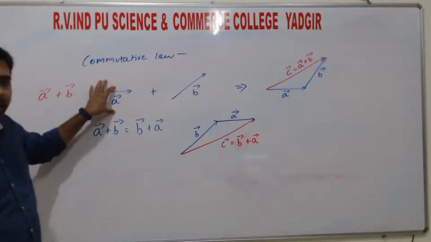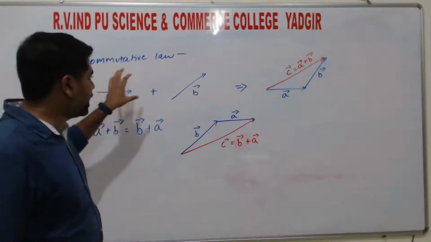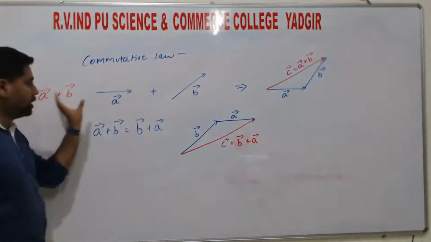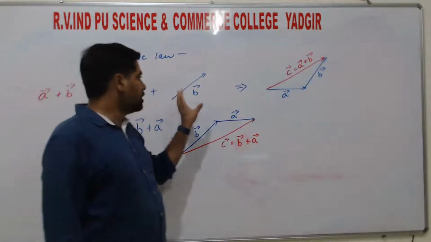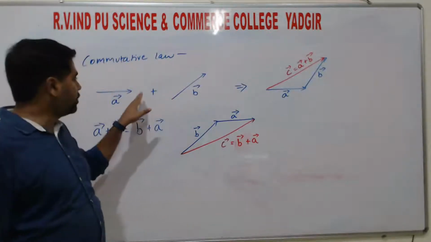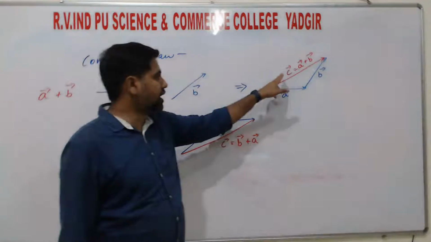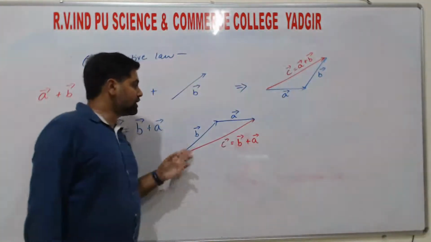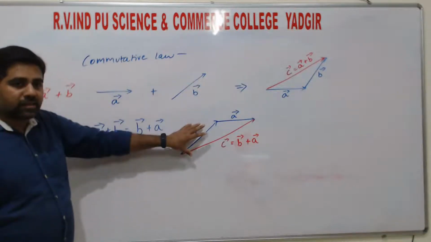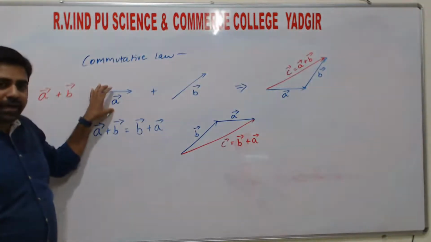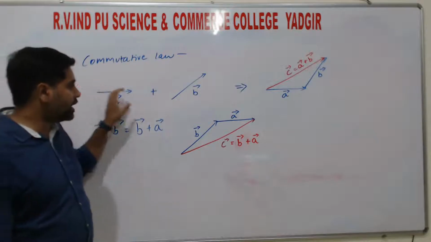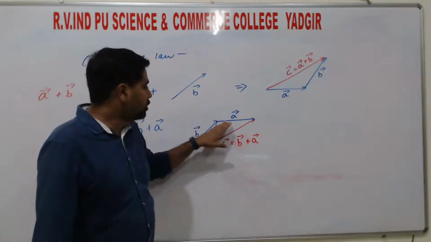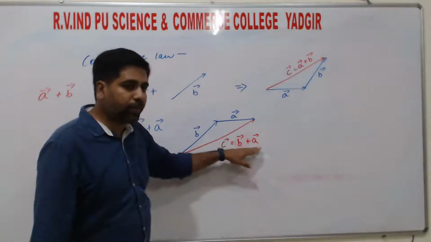Considering two vectors, here we have one vector A and here we have another vector B. First we add A plus B, keeping A as is. The tail end of this vector is joined with the head end, then we get the resultant C equals A plus B, right? Now second, keeping B as it is, adding the vector A, that is, the tail end of vector A is joined with this vector B, right? So we get the resultant C equals B plus A.